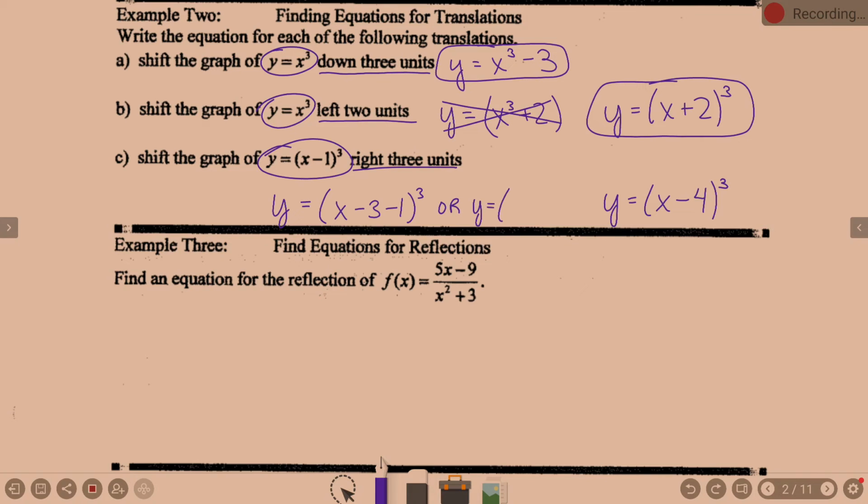Or you could have said x minus 1 minus 3 cubed. Either of those are good starting points. The idea is that because we're going right 3, we have to put the minus 3 in the parentheses with the x. The x minus 4 is because of cleanup, right? Minus 1 minus 3 is going to become minus 4. It's not that the first two are wrong. It's just those are our beginning steps, and we want to clean it up, though.